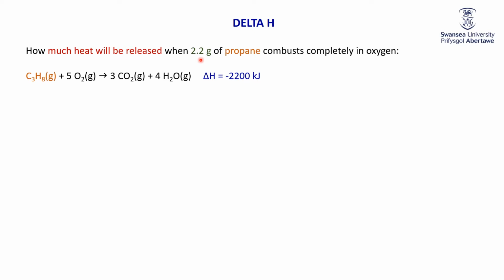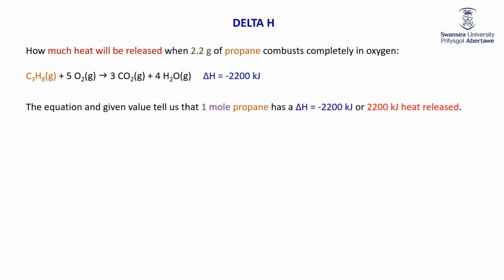Now, of course, I only want 2.2 grams of propane. How can I relate a mole to grams? Well, I know that 1 mole of propane is equal to 44 grams. So when 1 mole of propane reacts, heat change of minus 2,200 kilojoules, or 2,200 kilojoules of heat released, that's the same as when 44 grams of propane react, because 44 grams of propane is 1 mole. So 44 grams of propane, 2,200 kilojoules heat released.